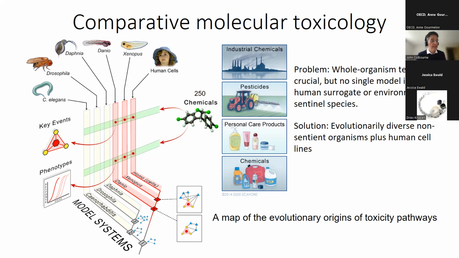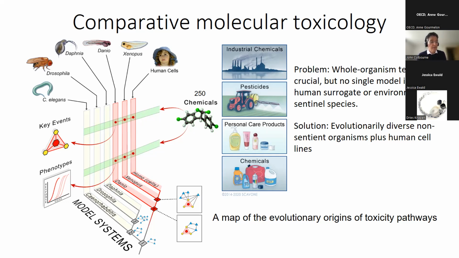Now, most importantly, the evolutionary principles that we talked about earlier are used to map the origins of these molecular key events on the branches of the animal phylogeny. So therefore, risk managers and chemical regulators will receive knowledge on the likelihood that humans can be harmed by classes of chemicals because we humans possess the same toxicity pathways as other animal species by evolutionary descent.